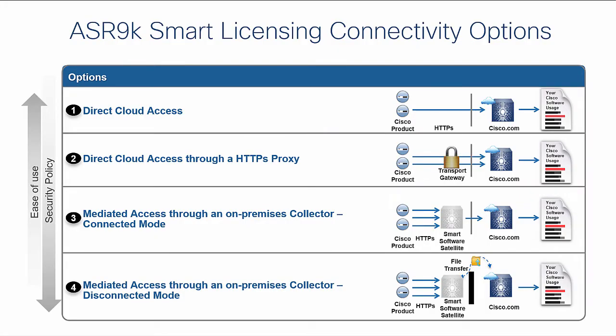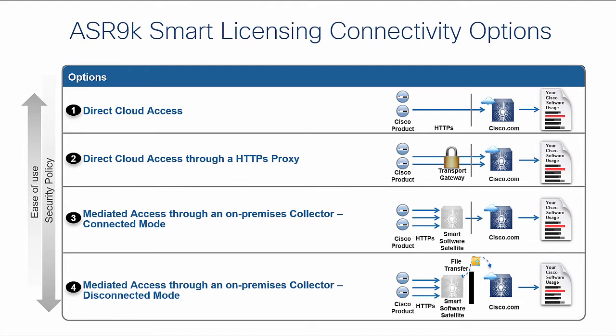What you can see here are the different options we have for connectivity between the router and Cisco.com. Option 1 is the direct cloud access. It basically means that the router will have direct IP connectivity to Cisco.com. This is obviously the easiest way to do it, but most customers will not accept that to have direct IP connectivity for good reasons. This is usually used, let's say, for the lab where you want to have it quick and dirty.